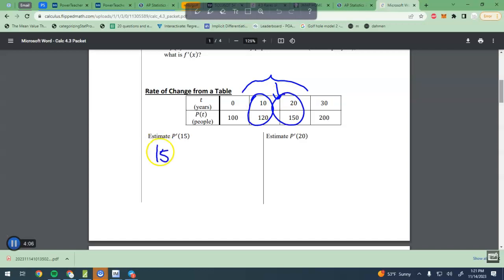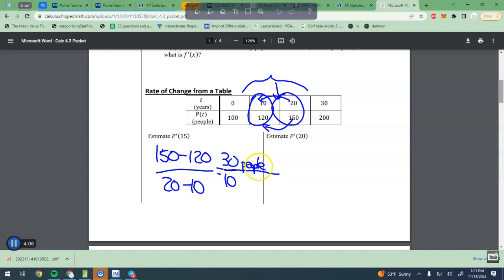So it would be like 150 minus 120 over 20 minus 10. So I'm just doing y2 minus y1 divided by x2 minus x1. And this would be 30 over 10. And if you put the labels with it, 30 is people, 10 is years, so you can just leave it like that, but if you wanted to, you could say that's 3 people per year. Is that okay for now?